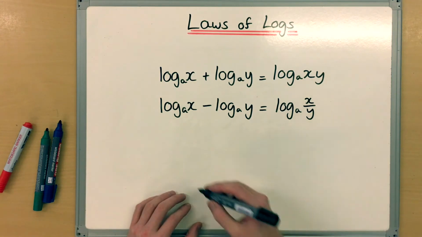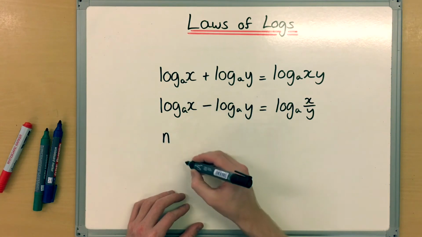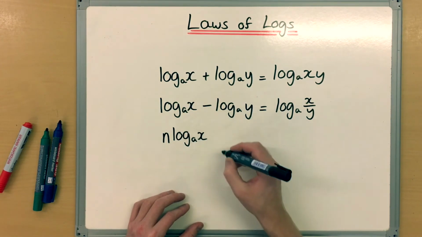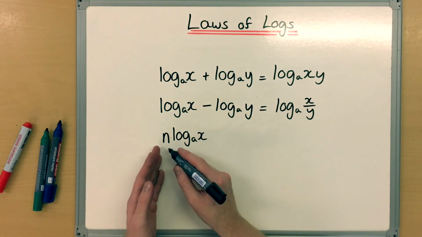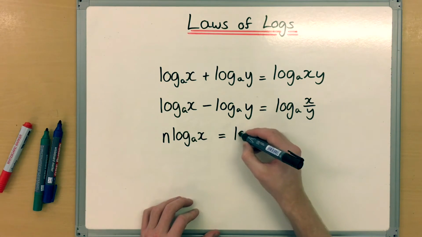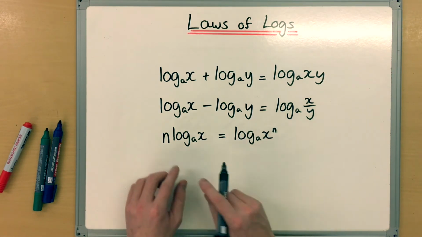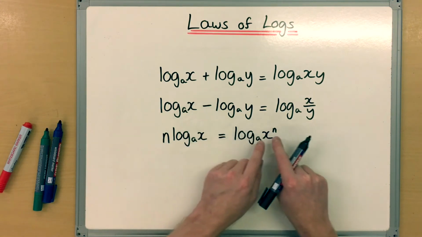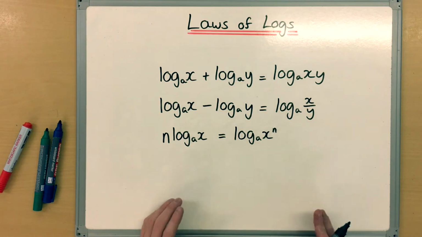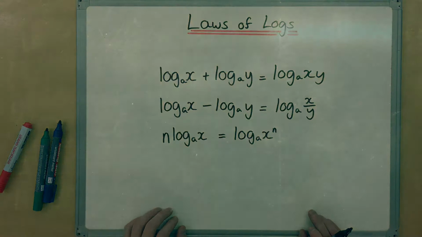And the final one is if you have n times log to the base a of x. So if you multiply a log by any number or any letter, then what you get is log to the base a of x to the power of n. So when you multiply a log, it can actually be moved up and put as a power of the argument there. Okay, so what we're going to now do is focus on using these 3 laws or these 3 rules of logs.